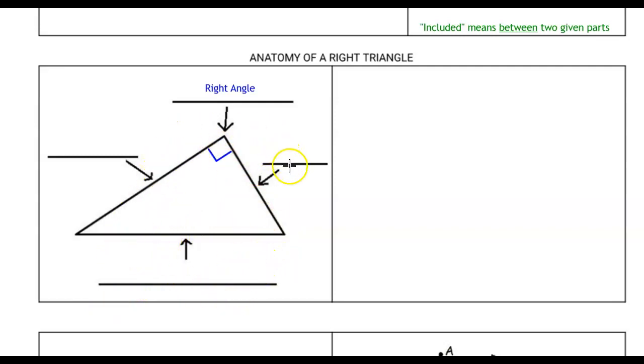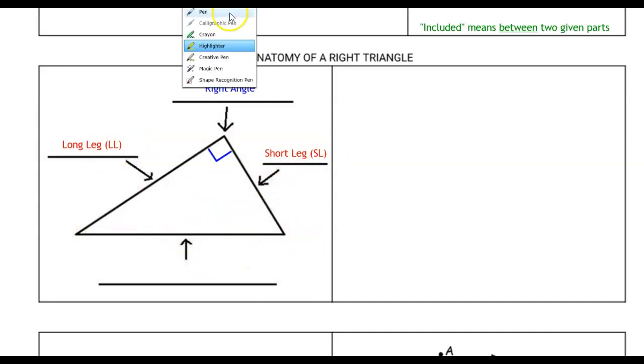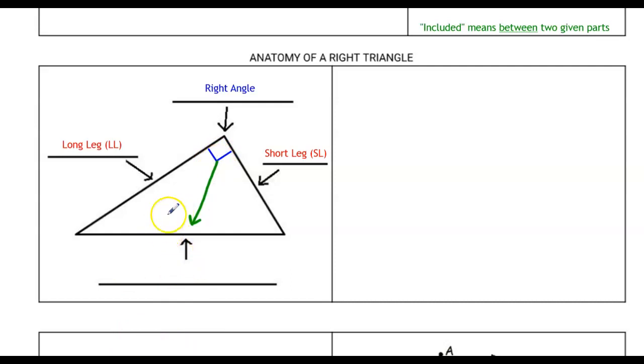These other two sides here, these sides that are adjacent to the right angle, are called legs. And later on in the class, it'll be important to distinguish between the long leg and the short leg. So for now, I'm going to call them long leg, which is LL, and short leg, which is SL. Last but not least, this side here, as you can see, is across the triangle from the right angle. So it is, of course, called the hypotenuse, right? This longest side in a right triangle, which is across from the right angle, is called the hypotenuse.